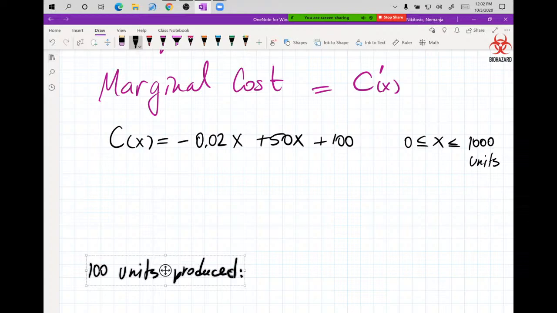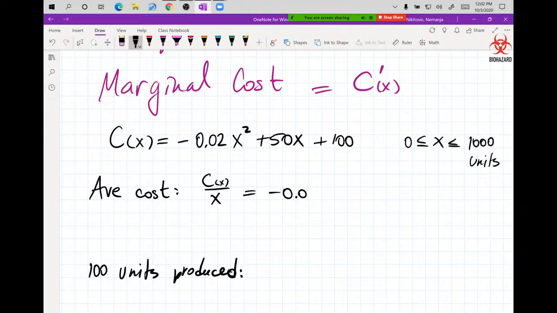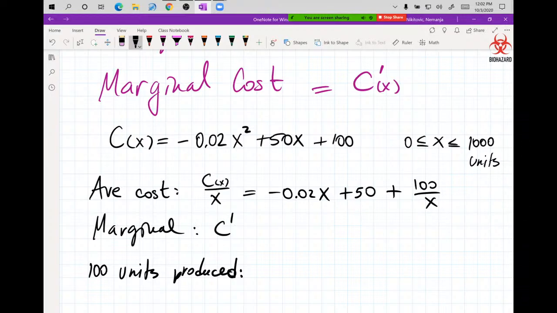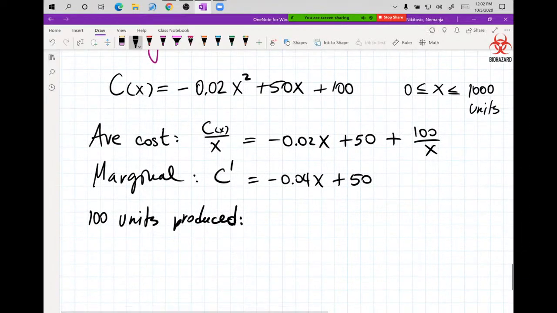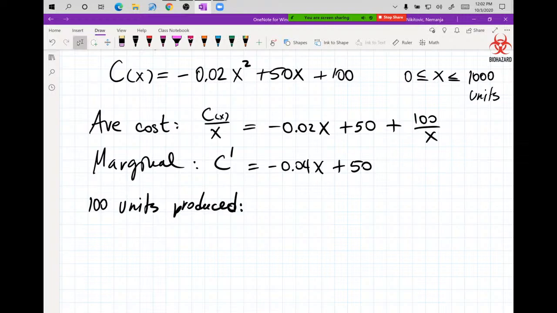So what's my average cost? It's going to be C of X divided by X. So there's a square there. This is negative 0.02X plus 50 plus 100 over X. And that's the equation that I'm going to use to compute stuff. And then marginal is going to be C prime. That is negative 0.04X plus 50. So I have my equations.